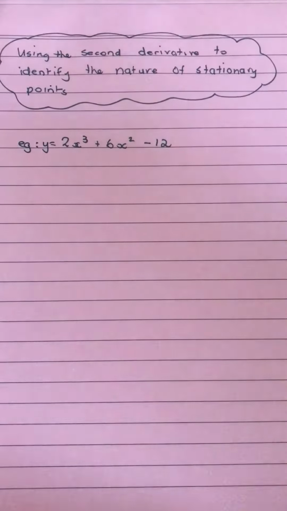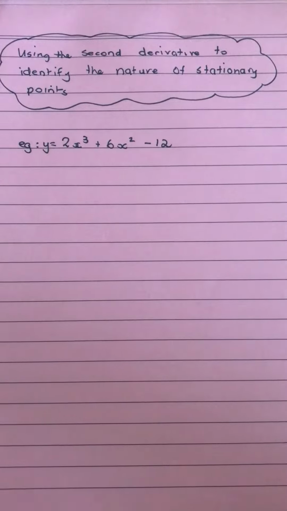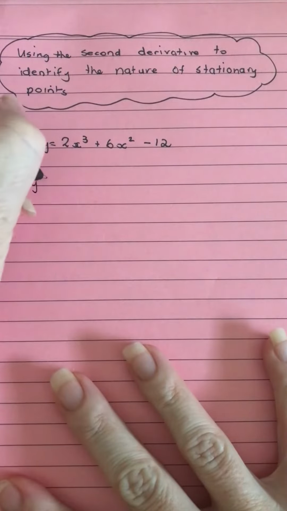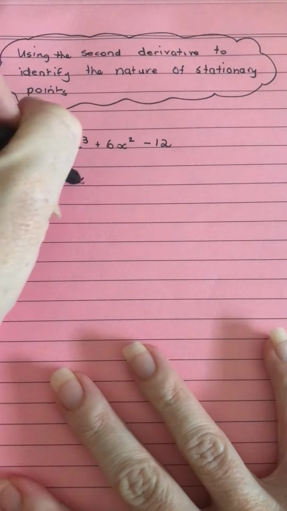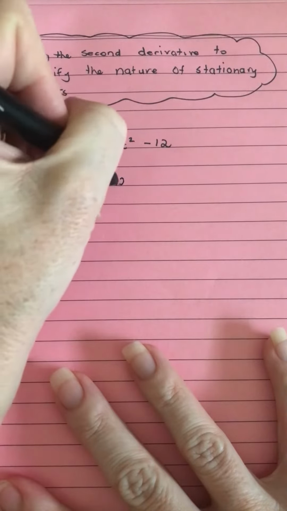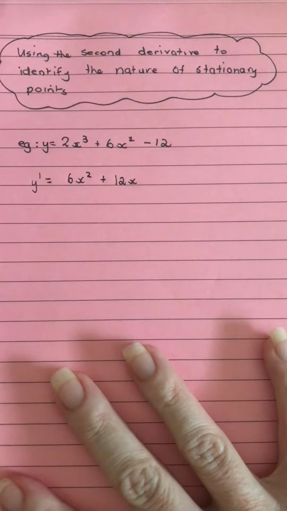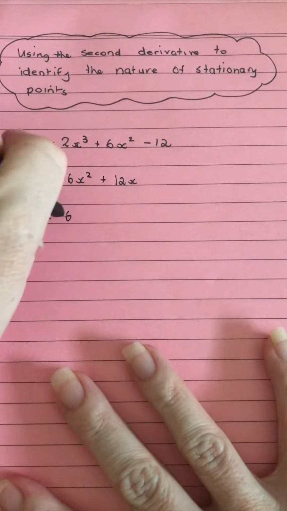Okay, in this video I'm looking at how you can use the second derivative to identify the nature of stationary points. So we're used to doing the first derivative to find stationary points on our function. If we do that here, we get y dash is equal to 6x squared plus 12x. So then we can find when that's equal to 0.